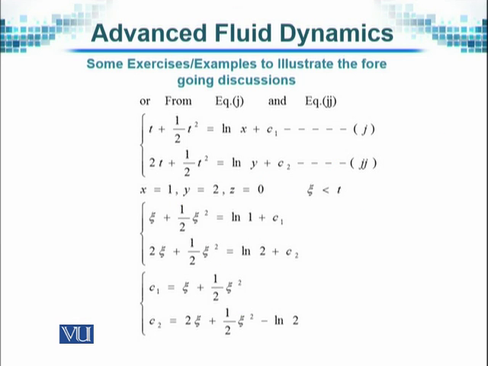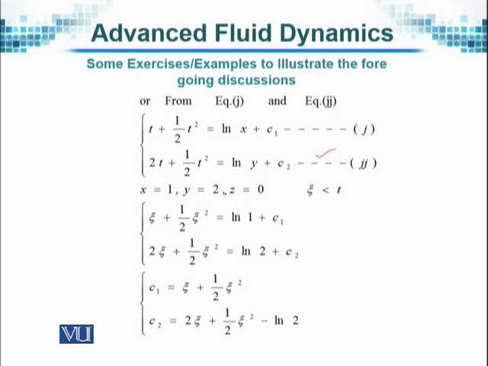So, from these equations, we calculate t plus half t square is equal to log of x plus some arbitrary constant c1, and similarly 2t plus t square by 2 equals log of y. Here we write some constant c2, so that they are different, because here the variable is x, here the variable is y. So when t changes, the x and y may not necessarily be at the same point, therefore the arbitrary constants are different.